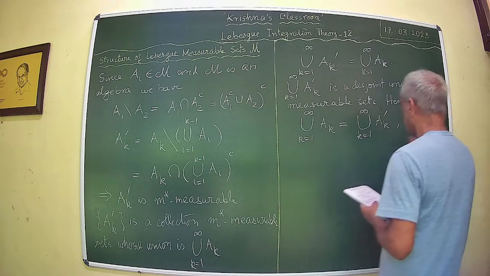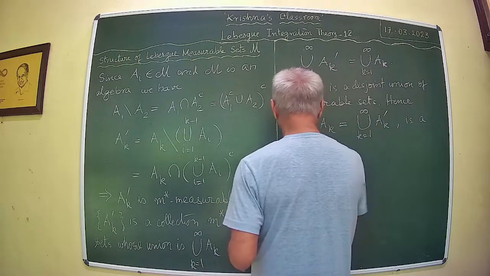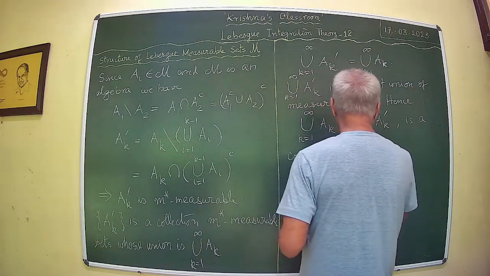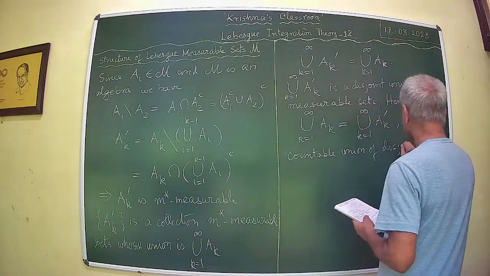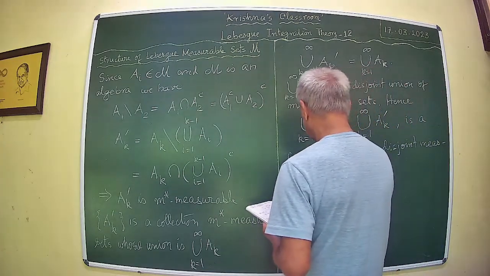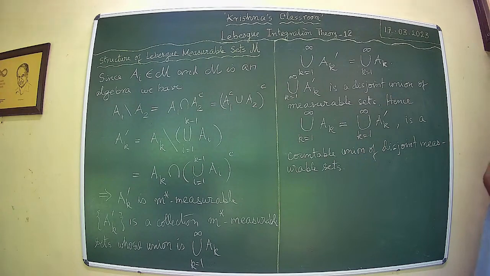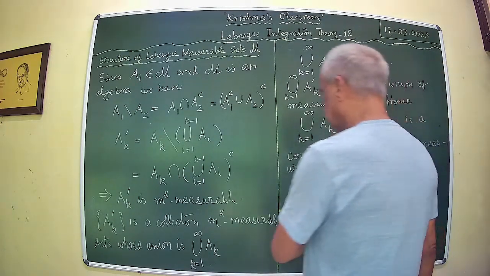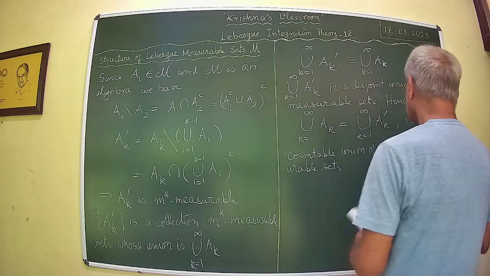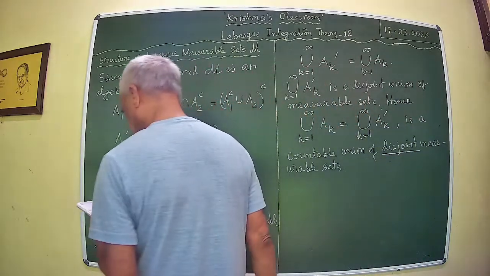is a countable union of disjoint sets. So thus we have shown that if you have a countable union of measurable sets, it can be written as a countable union of disjoint measurable sets. That's the part.